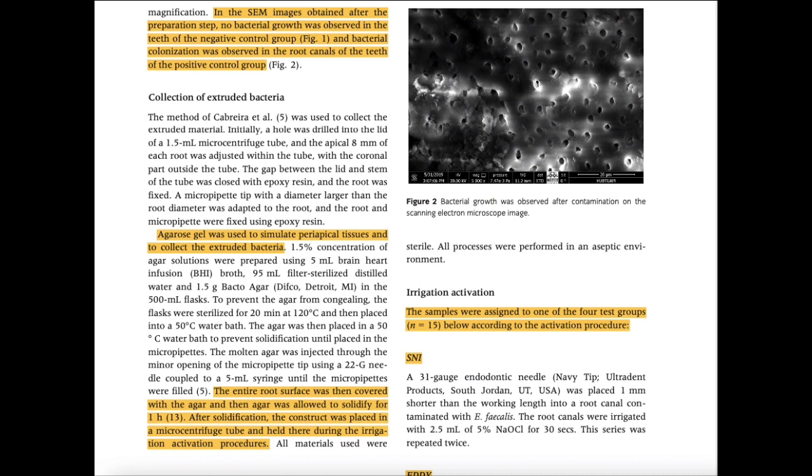For the microbiological analysis, after the irrigation activation procedures, the devices were taken apart separately, and the micropipette tip containing the agarose gel and extruded bacteria was immersed in a tube with 2 ml sterile saline solution, and then the colony-forming units grown were counted.